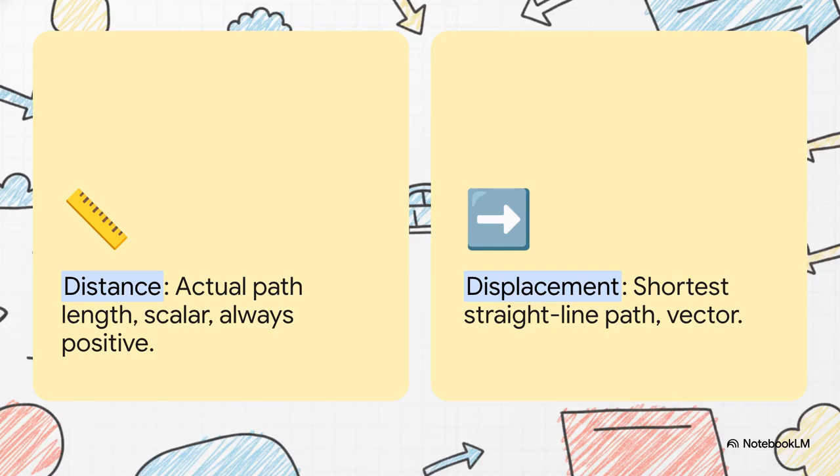You could be pacing back and forth in your kitchen for 2 miles while cooking dinner, but your total displacement would be 0. The real-world stakes here are massive. If an airplane's satellite navigation system confuses the total wandering path traveled with the shortest straight line to the destination, the entire navigation system fails.